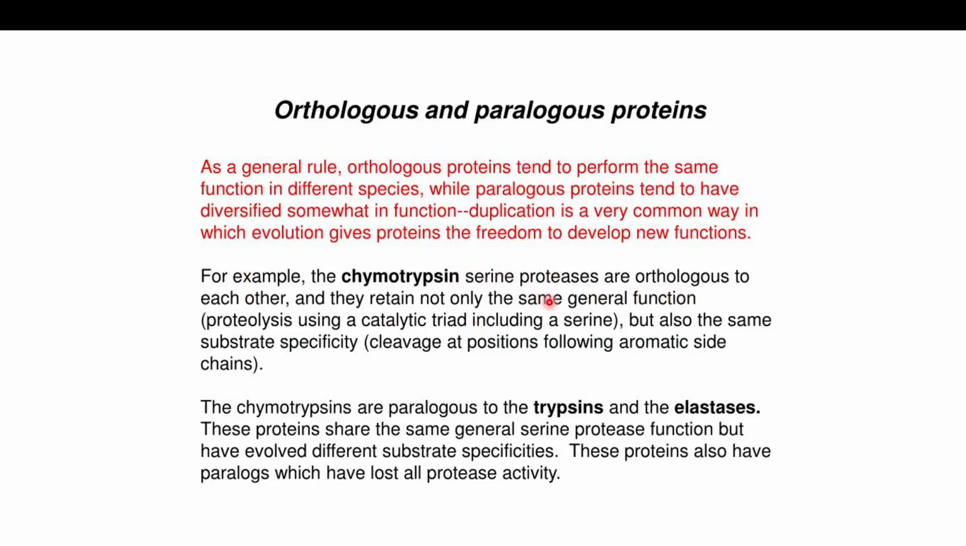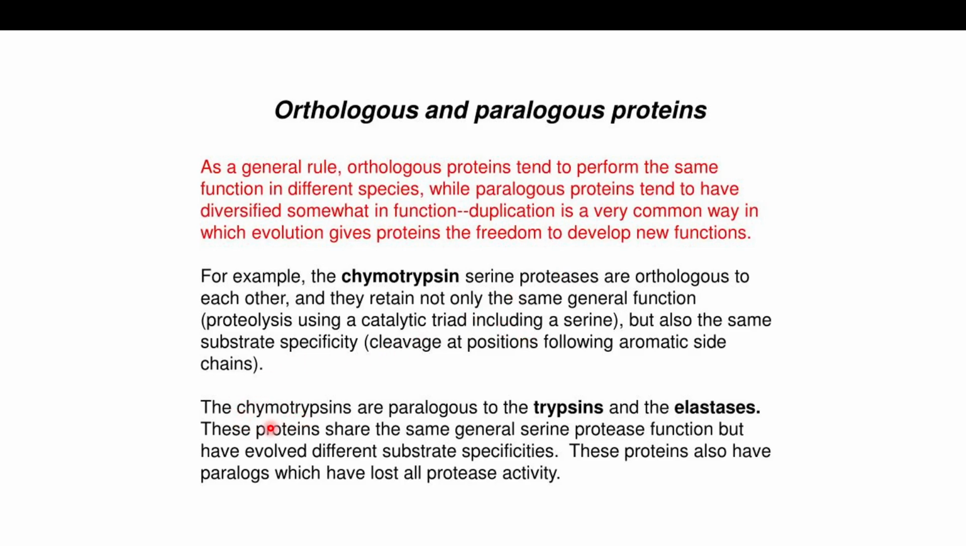Chymotrypsin enzyme and serine proteases are orthologous to each other, and these enzymes retain not only the same general function, proteolysis using a catalytic triad including a serine, but they also have the same substrate specificity. That means it cleaves at positions following an aromatic side chain, or where aromatic amino acids are present. After an aromatic amino acid, these two enzymes cut at those specific positions.